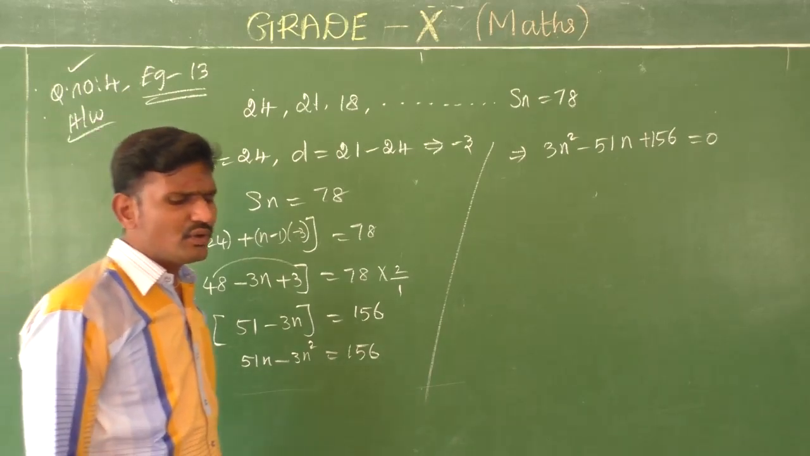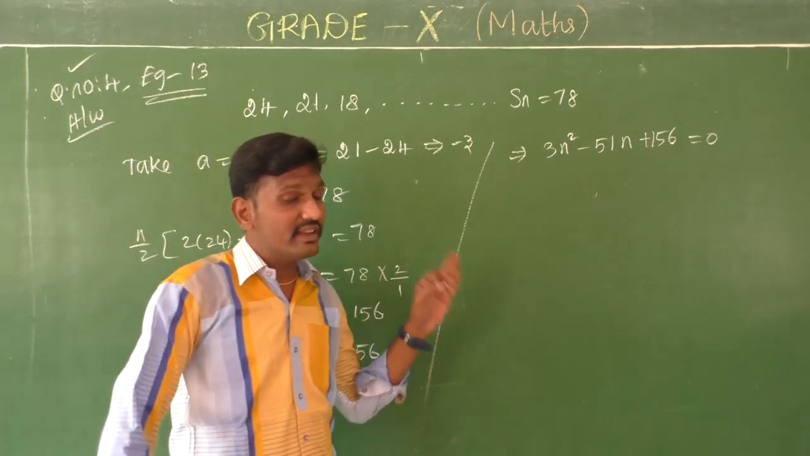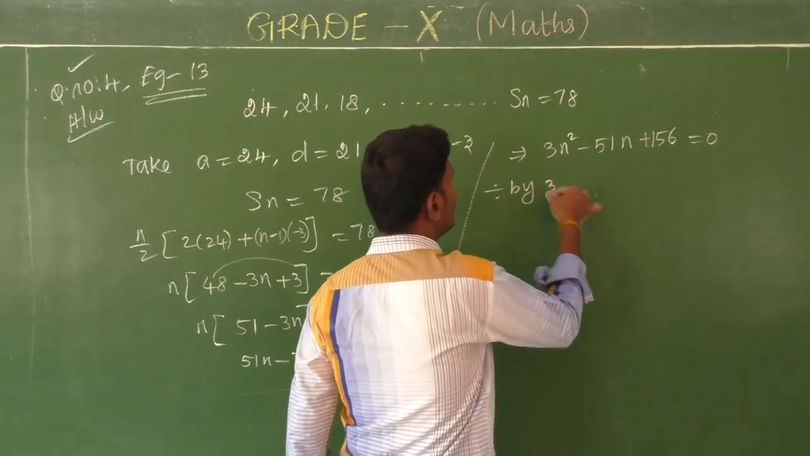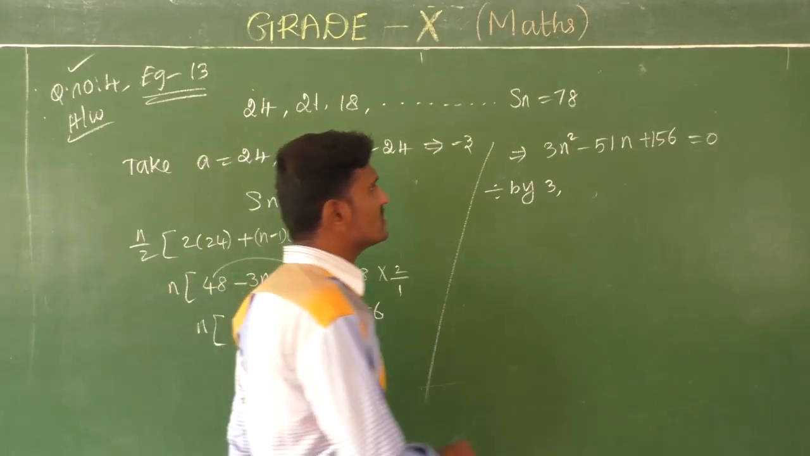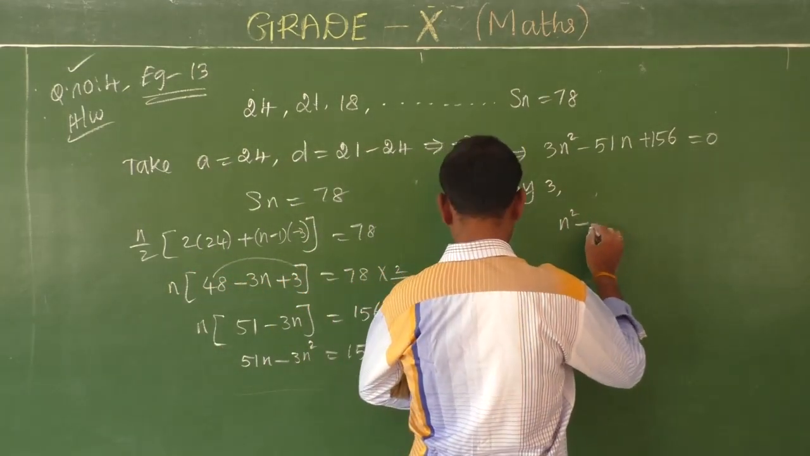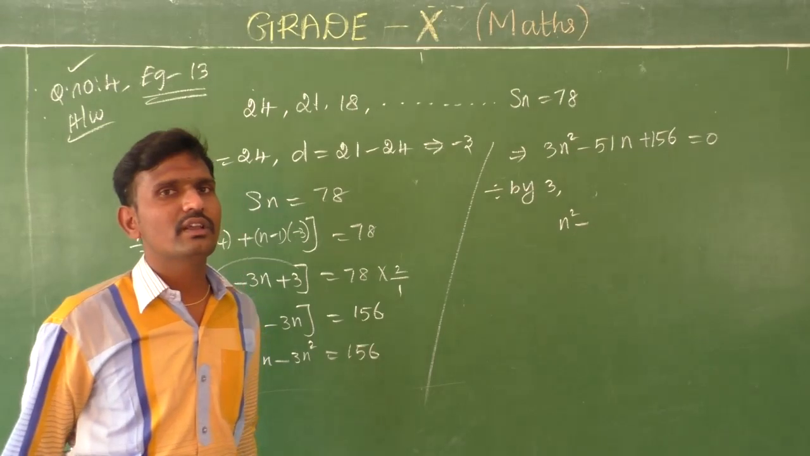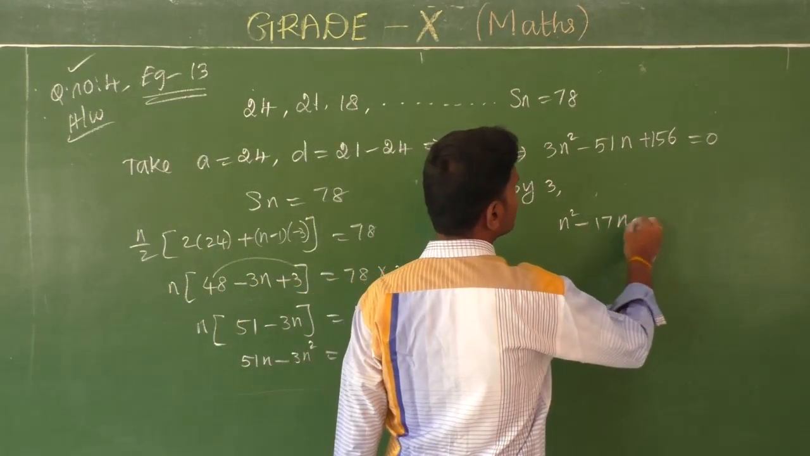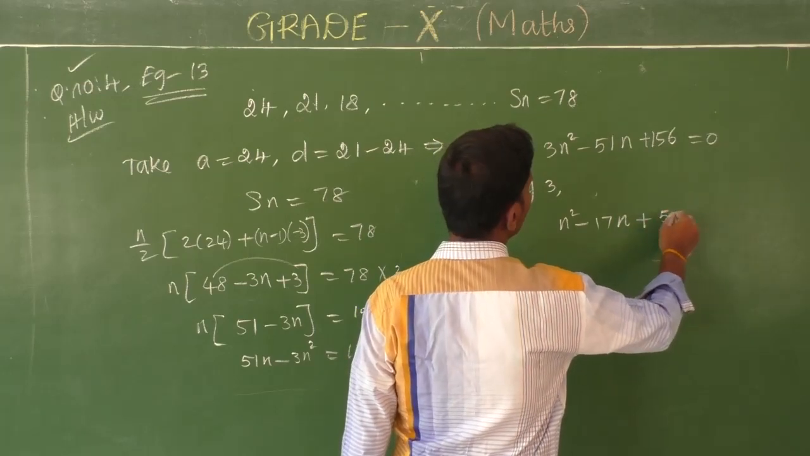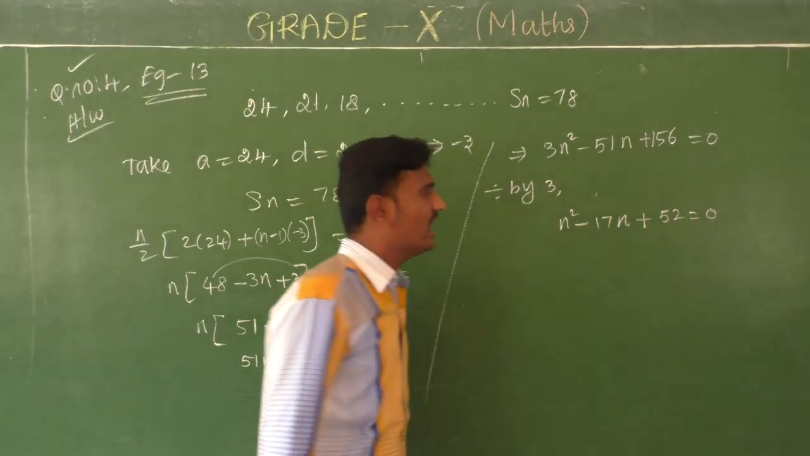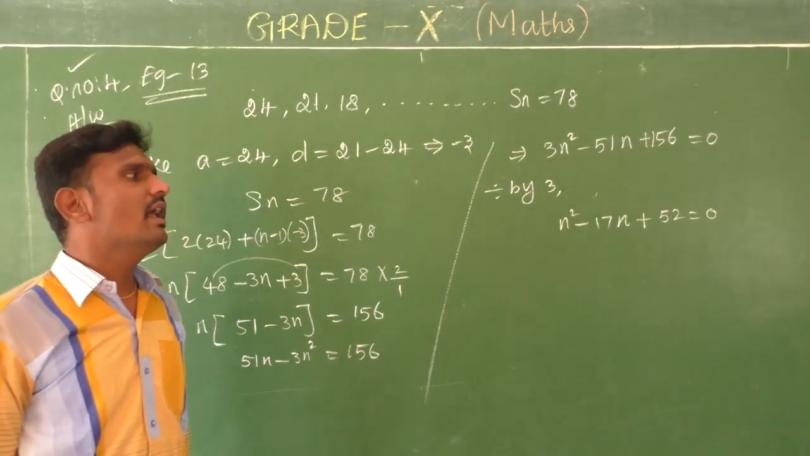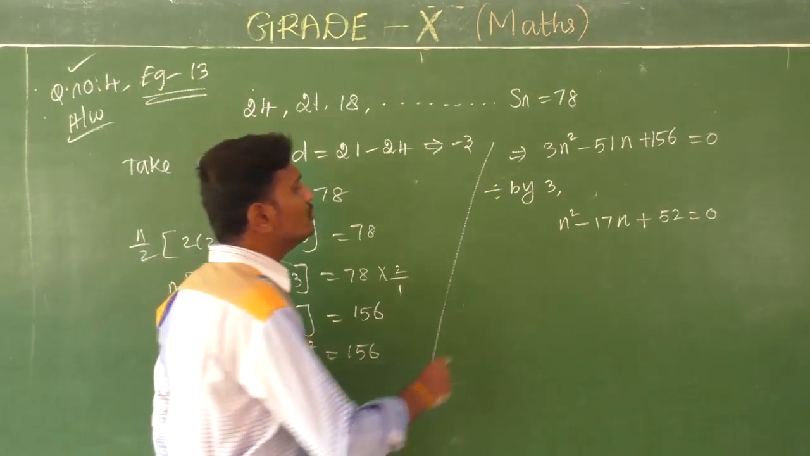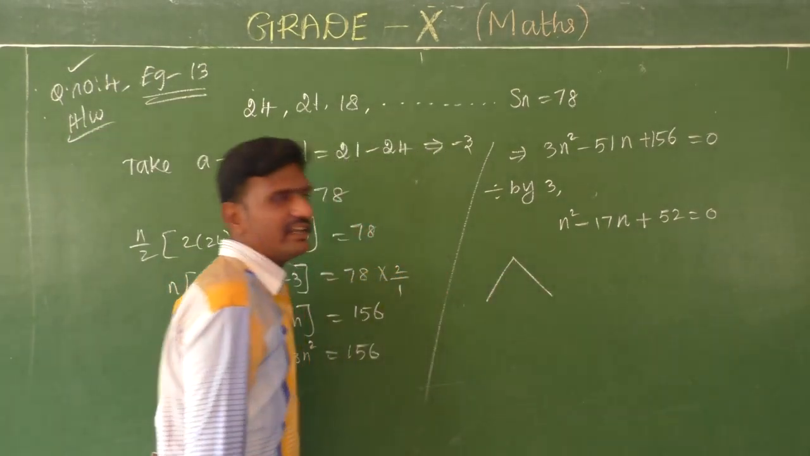So students, from the given three terms you have a common term. What is the common term? 3. So divide by 3 to get n square minus, how many 3s are 51? 17 threes are 51, so minus 17n, plus 52, since 4 threes are 12, and 52 divided by 3 is not needed here. Okay, so n square minus 17n plus 52. Here you need to factorize.